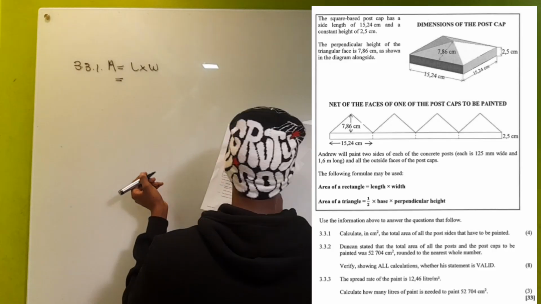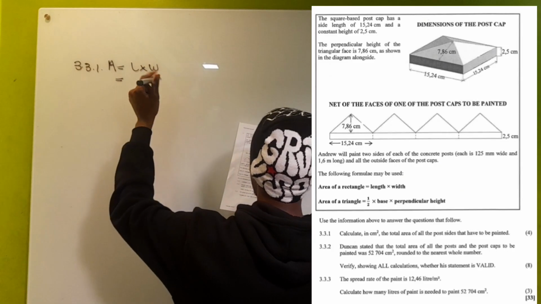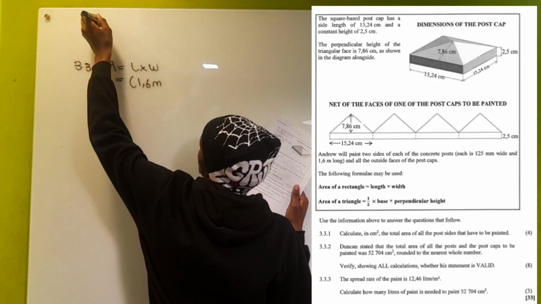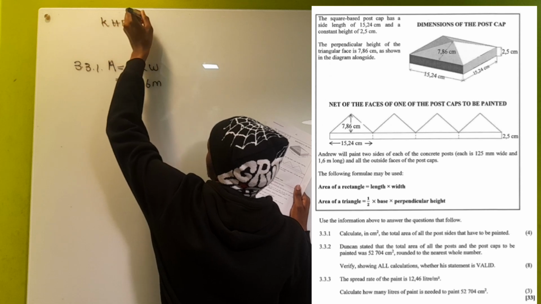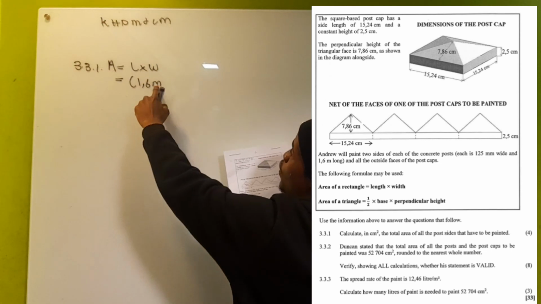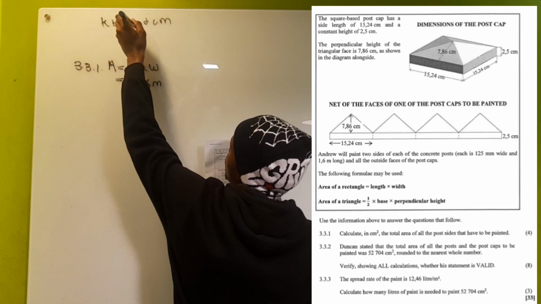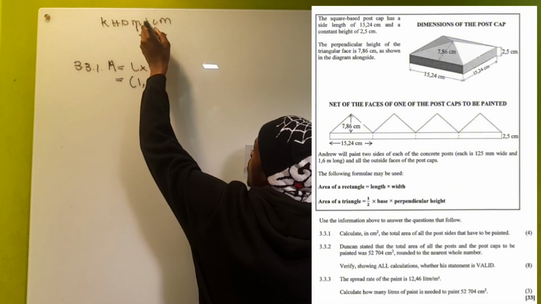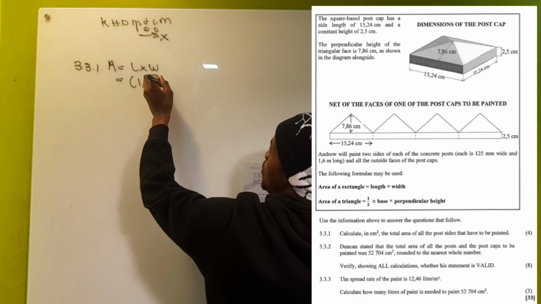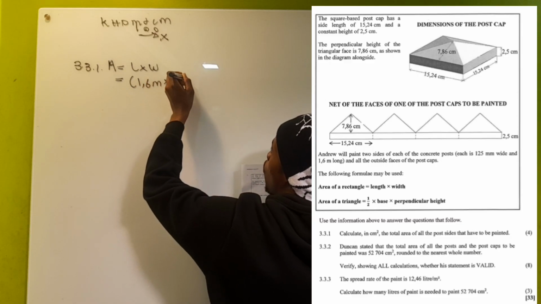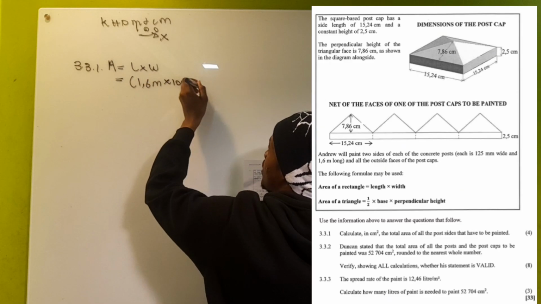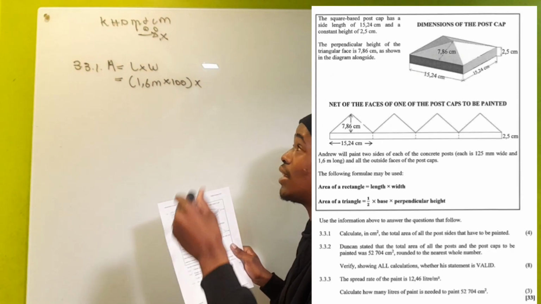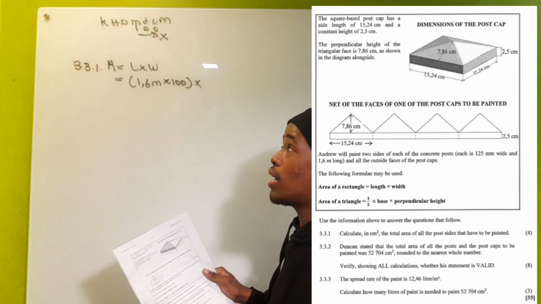So we're going to start with the length, which is 1.6 meters. We're converting from meters to centimeters. From meters to centimeters, it's 100, and we're going that direction, so we multiply. So we're going to say 1.6 meters multiplied by 100. This will give us our length in centimeters. We're not calculating the area yet, but we're still converting our dimensions.